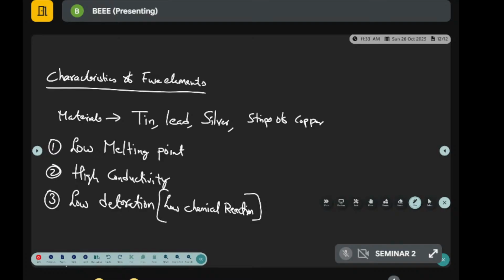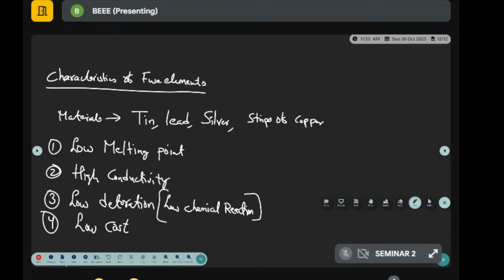In the same way, that fuse wire must have low chemical reaction. It must not react with oxygen, air, water, or any chemicals. Next one is a general thing, not technical: it must have low cost. So these are the four characteristics that must be held by fuse wire.